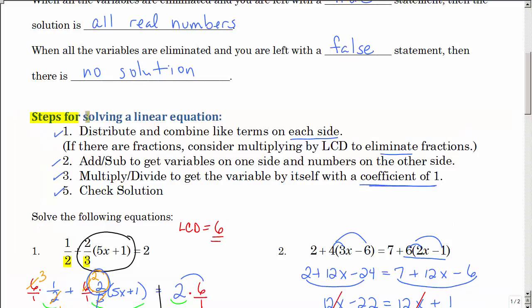So go back through these steps, make sure you know all of those about the LCD, the fractions, and those special solutions.